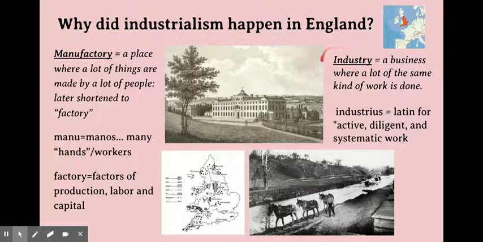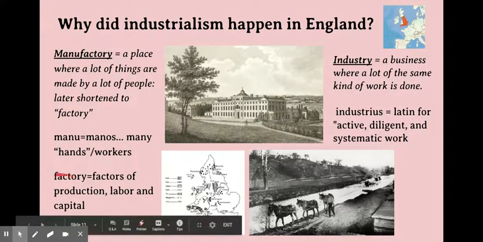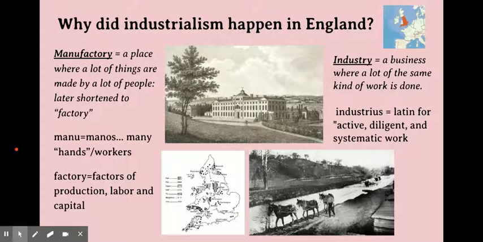Industrialism is where industries, a business where a lot of the same kind of work is done, are placed in one location. So this is a manufactory, one of the first manufactories in the world. And a manufactory is a place where a lot of things are made by a lot of people. And this was later shortened to just the word factory, where, and we still say this, manufacturing is happening. The word comes from mano, for hands, and factory as in factors of production. And that gives us a hint as to why England did so well.